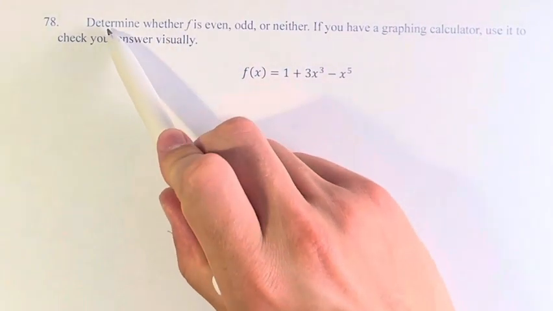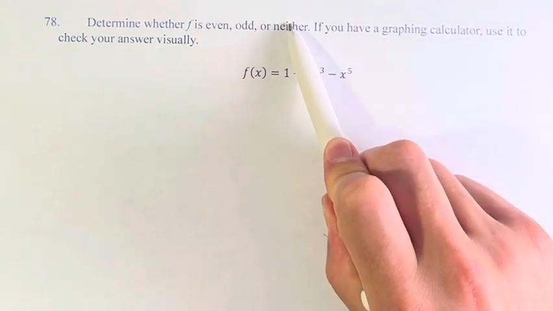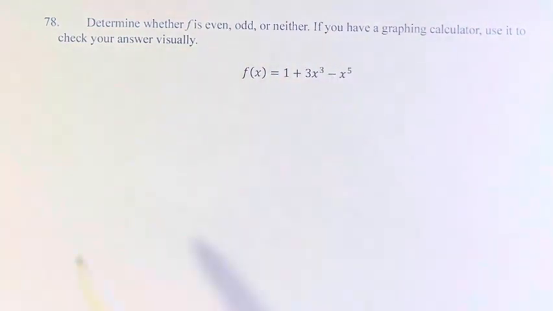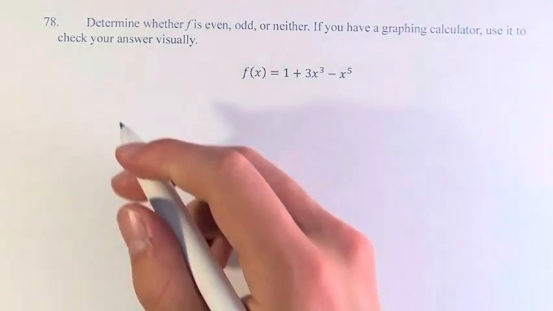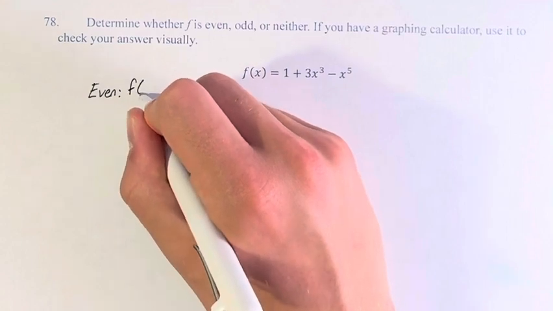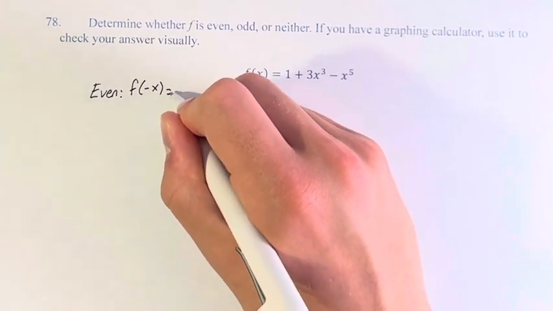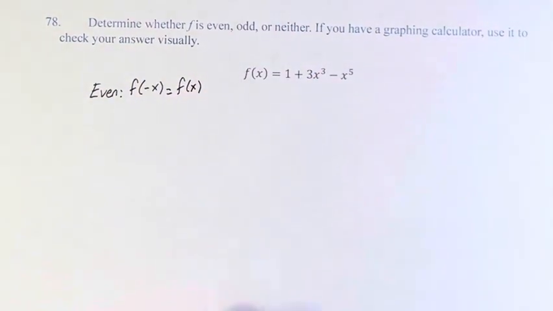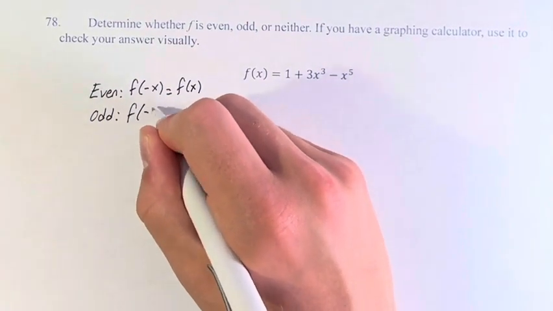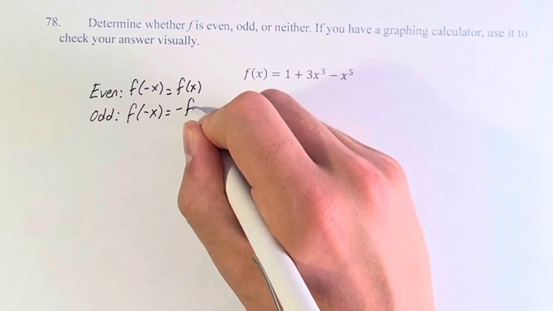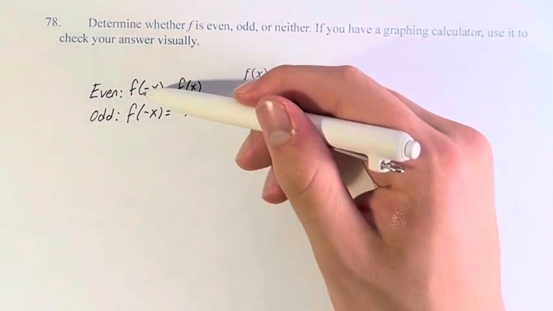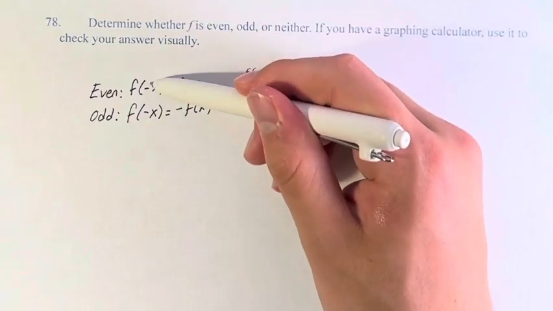In this problem, we're asked to determine whether f is even, odd, or neither for f of x is equal to 1 plus 3x cubed minus x to the fifth. So if f is even, then f of negative x is equal to f of x. And if f of x is odd, then f of negative x is equal to negative f of x. So to find whether f is even or odd, we have to find f of negative x and compare it to f of x.